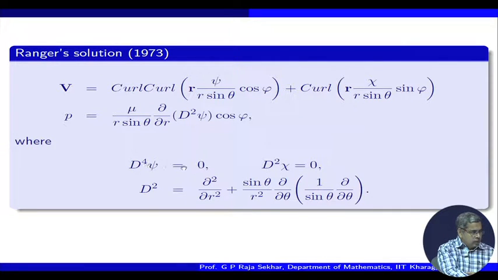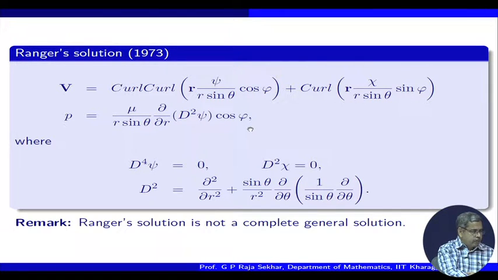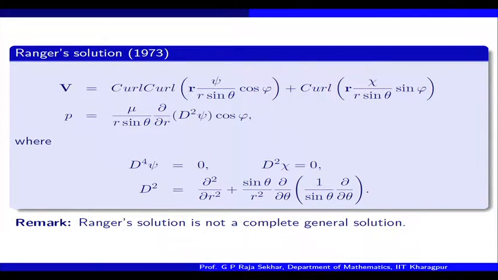corresponding expansion will lead to corresponding equations for psi and chi, because two scalar quantities are involved. So, does this represent an arbitrary flow? One can very easily say no, because any arbitrary flow may not have this specific structure with respect to cos phi. Therefore, this is only a class of solutions, and Ranger's solution is not a complete general solution. But the most interesting solution is suggested by Lamb. That is the first solution which captures arbitrary Stokes flows.